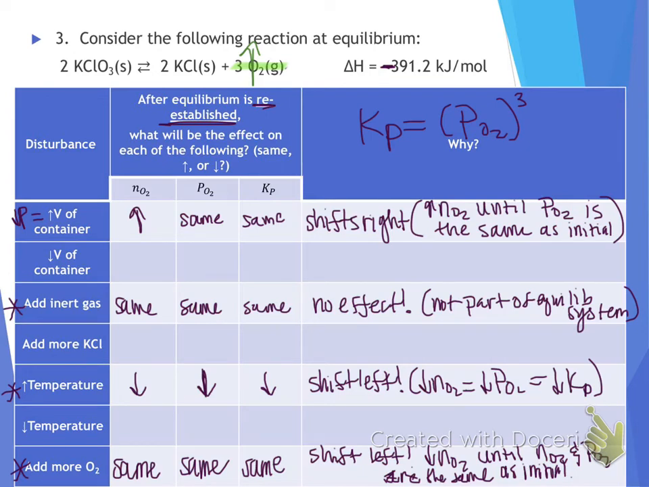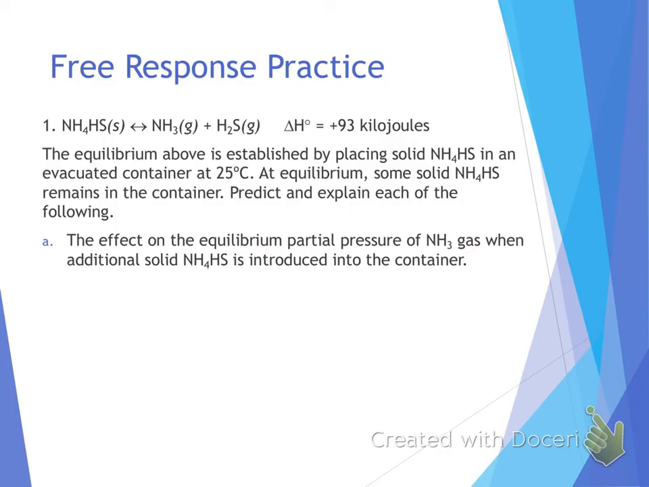So, on page 24, we have another free response practice question. This is an AP question that we got here. What I would like you to do as we go through each part is to try this out on your own, and then we'll briefly talk about it together. We're given this reaction up here. We're given our delta H, it's positive. The equilibrium is originally established by putting that solid NH4HS in a container at 25 degrees Celsius. Some solid remains in the container, but some of it has decomposed into those two gases that we see to establish that equilibrium. On each of these, we're looking at the effects of different parts of our equilibrium system.